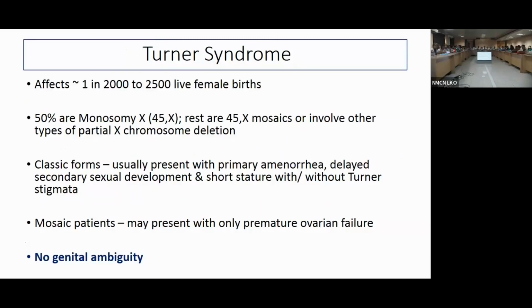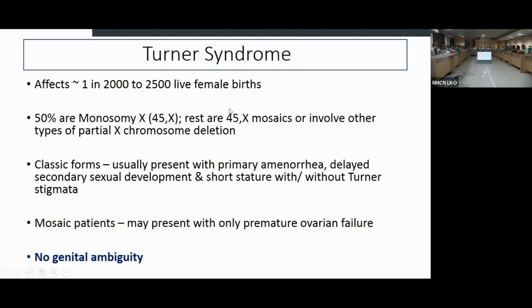Turner syndrome is actually quite a common sex chromosome DSD, which affects about 1 in 2,000 to 2,500 live female births. 50% of them have monosomy X, where only one X chromosome is present, and the rest are actually mosaics, where you can have 45,X along with another chromosomal complement, or a partial X chromosome deletion, not the entire chromosome. So you have various patterns like isochromosome Xq and many others.